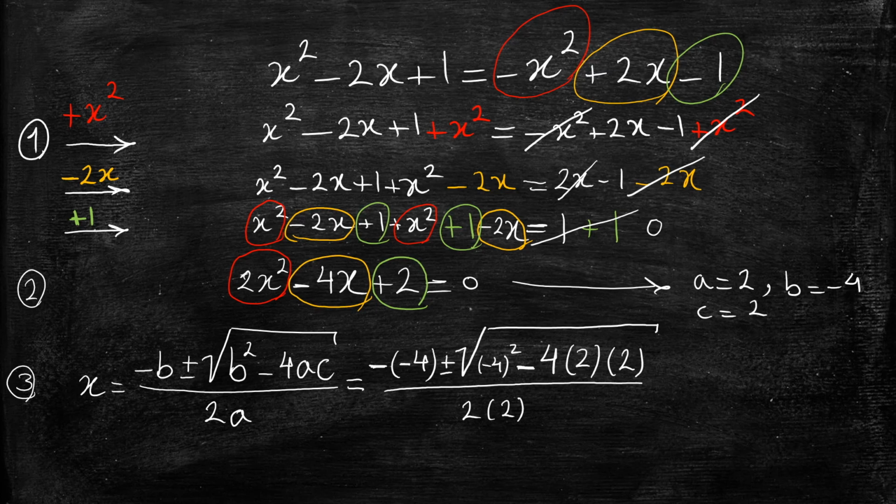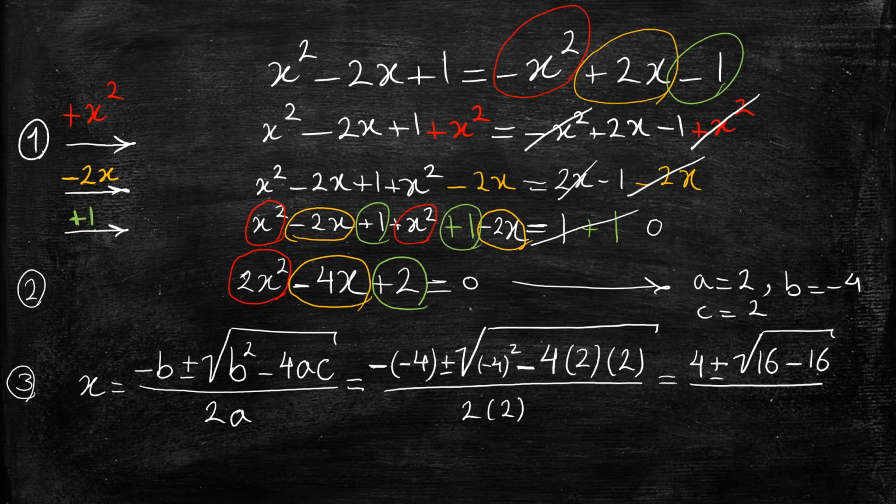Let's simplify this further. So minus b, that's negative times negative, that's positive. So positive 4 plus minus square root of -4 to the power of 2, that is -4 times -4, negative times negative is positive. So 4 times 4, that's 16, minus 4 times 2 times 2. 2 times 2, that's 4. So 4 times 4, that's 16.